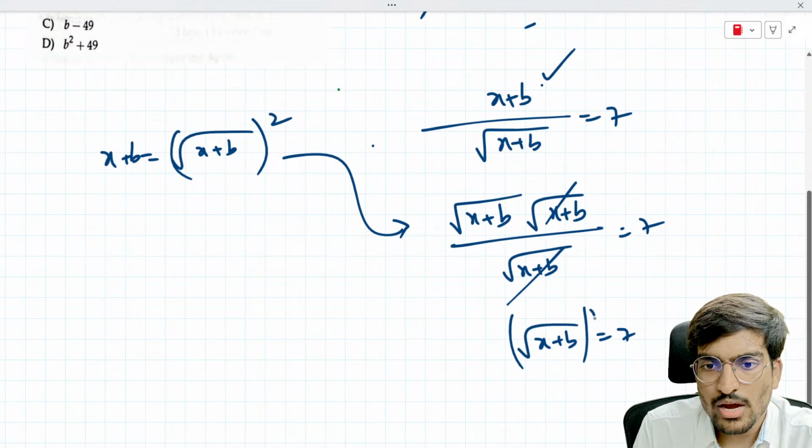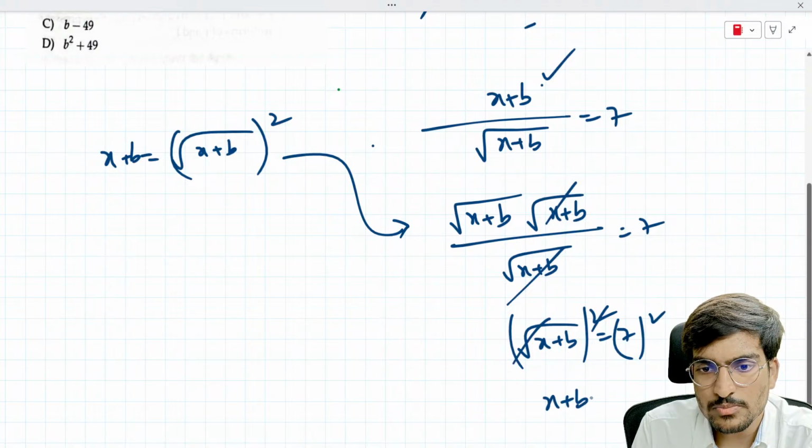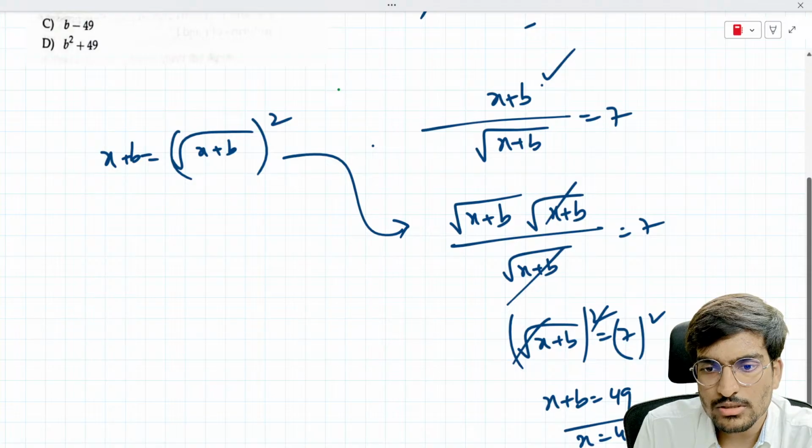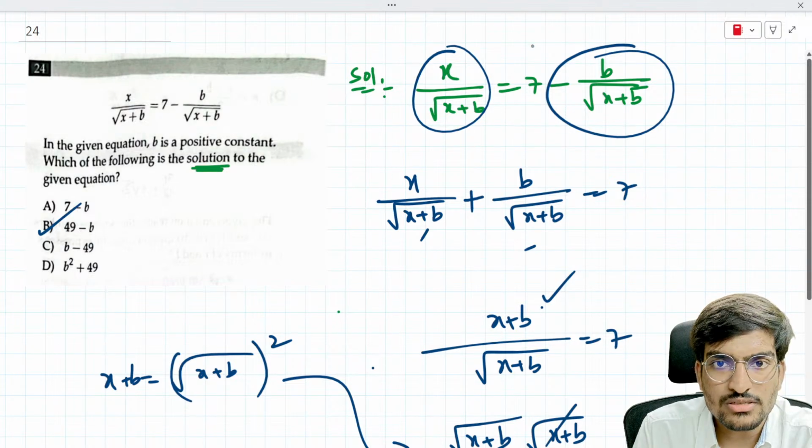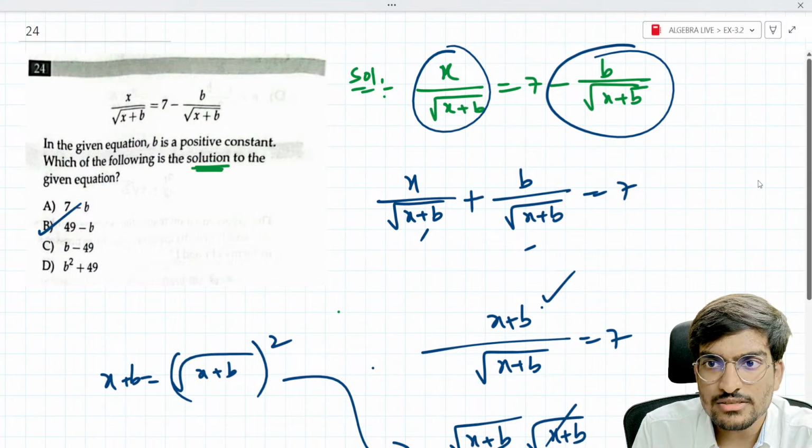Squaring on both sides, we get x plus b equals 49, and x equals 49 minus b. Let's see what's the answer. 49 minus b. Definitely today Tanu did something extra. She's answering everything.